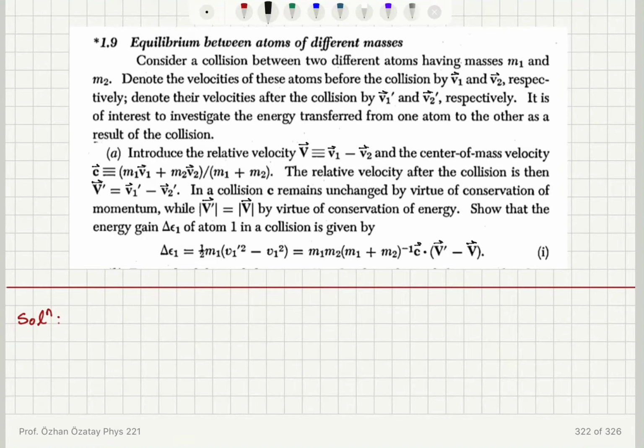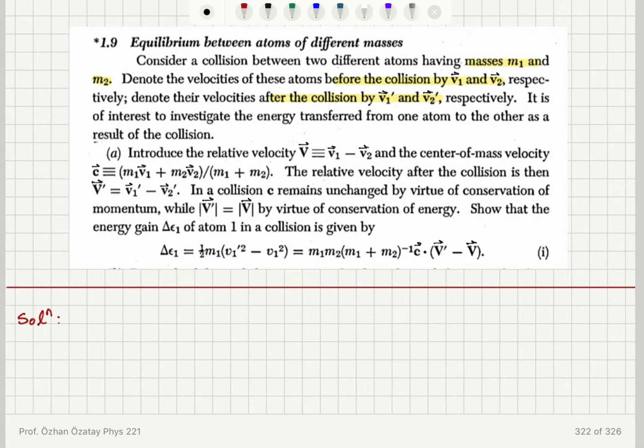Equilibrium between atoms of different masses. Consider a collision between two different atoms having masses m1 and m2. Denote the velocities of these atoms before the collision by v1 and v2 respectively. Denote their velocities after the collision v1 prime and v2 prime respectively.